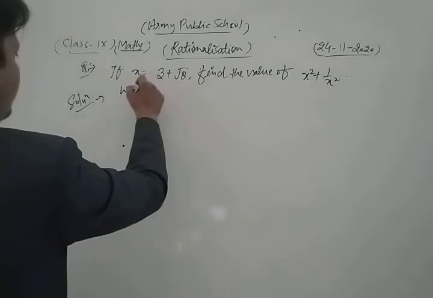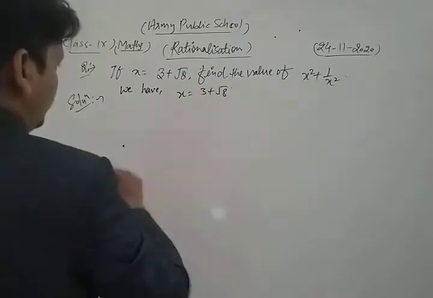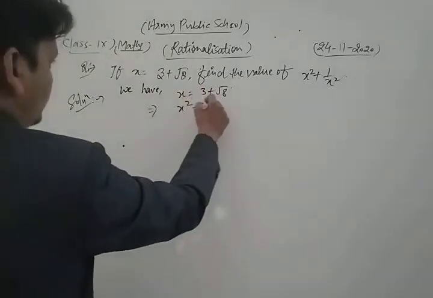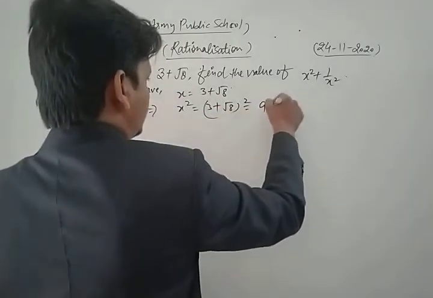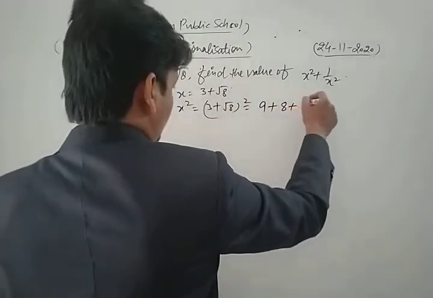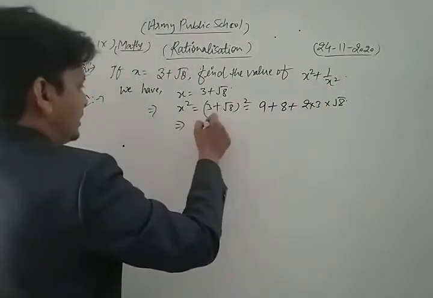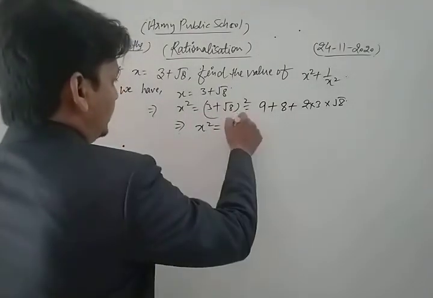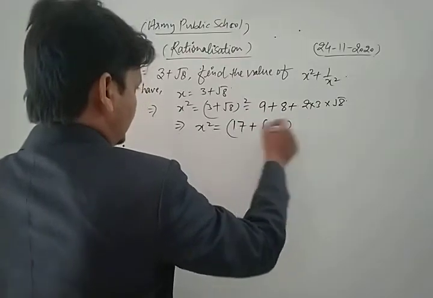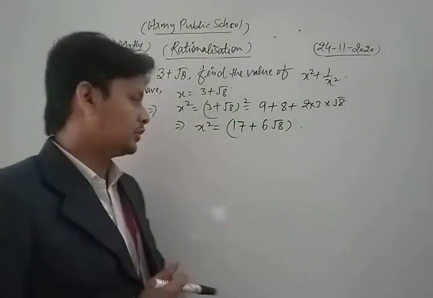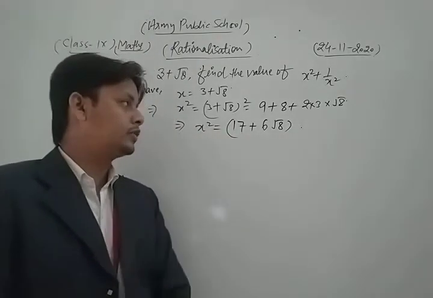So we have the value of x is 3 plus root 8. Okay. Thus the value of its square, taking square on both sides, we write in this way. So let's see, a square plus b square plus 2ab, 2 into 3 into under root 8. So we get x square is equal to 17 plus 2 into 3, which is 6 under root 8. Thus, dear friend, in this way, what is the value of x square?